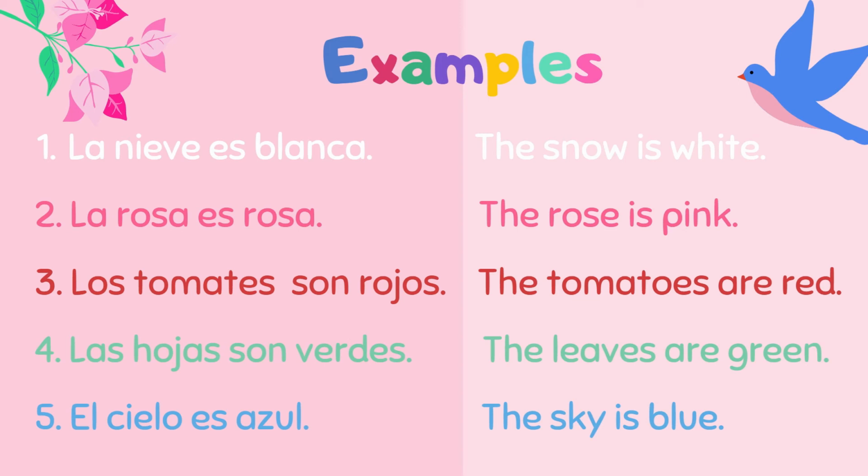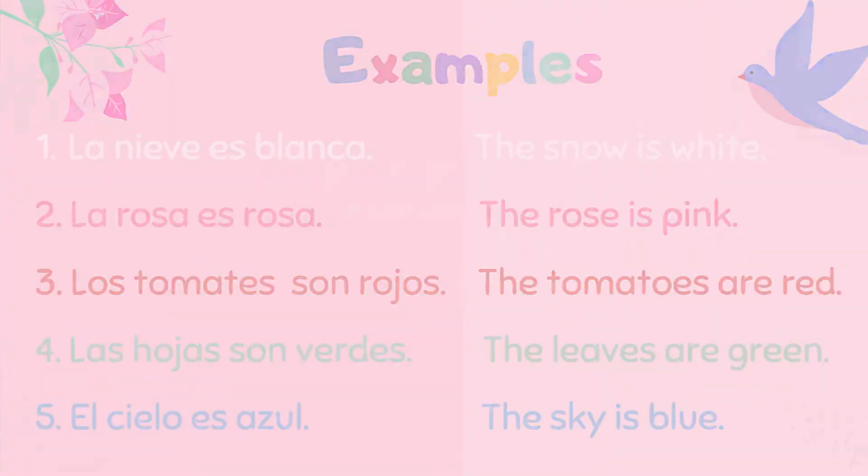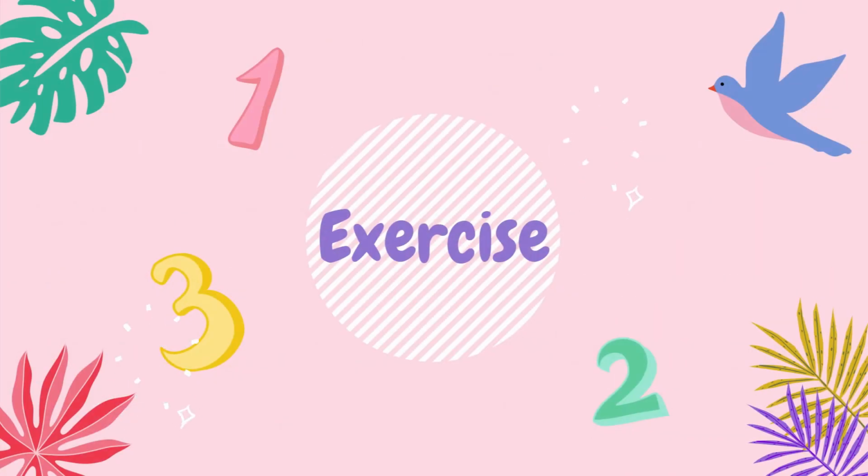Las hojas son verdes. The leaves are green. El cielo es azul. The sky is blue. It's quite easy, right? And in order to help you better memorize what we've learned today, I prepared some exercises, and the answers were put behind so you can check them after finishing the exercise.